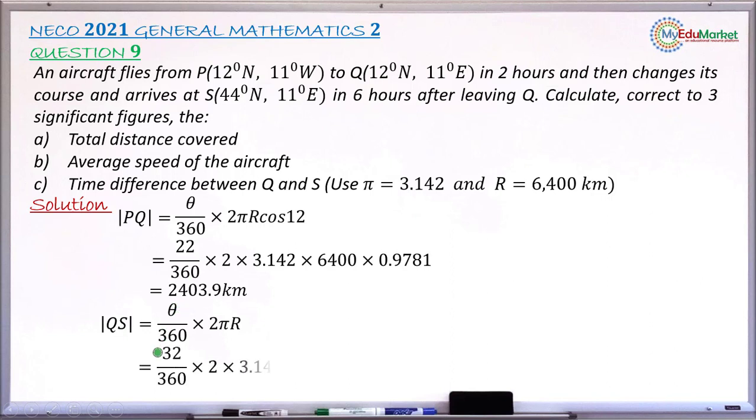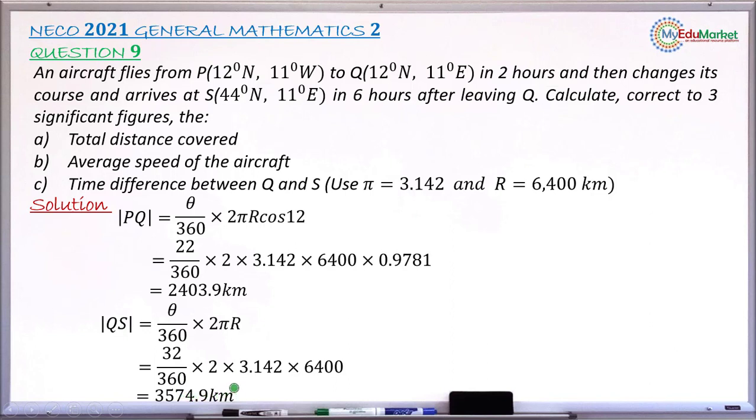So substituting theta by 32, pi by 3.142, R by 6,400, you have 32 over 360 multiplied by 2, multiplied by 3.142, multiplied by 6,400. If you multiply these values and divide by 360 correctly, you have 3,574.9 kilometers.